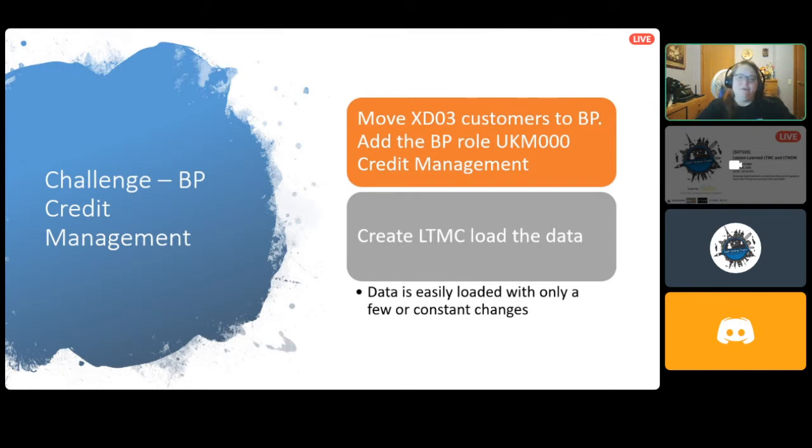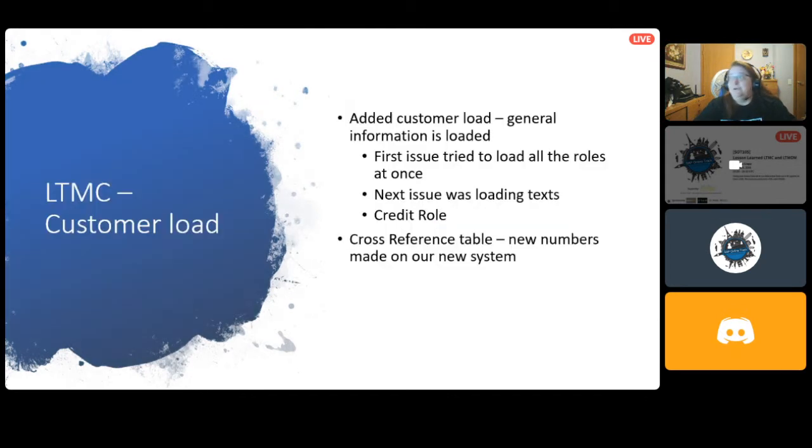So we created LTMC and LTMOM and tried it. And it didn't work because we tried adding all of the information at once. I mean, it's on one spreadsheet, why not? So we tried doing all of that, and there was an issue. The big issue was the customer credit.